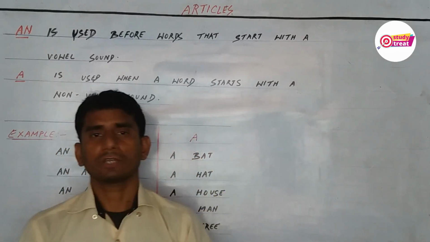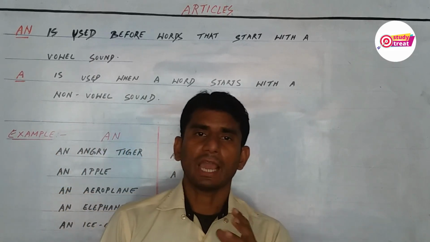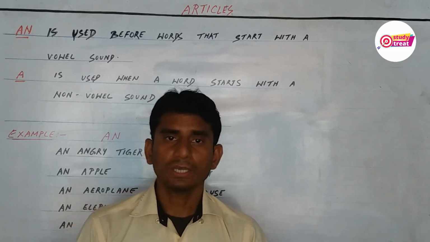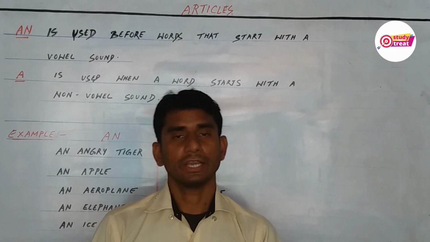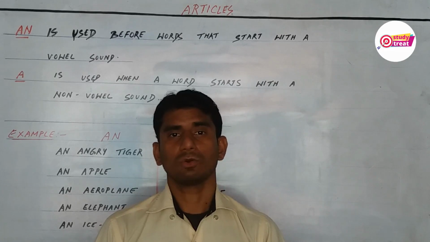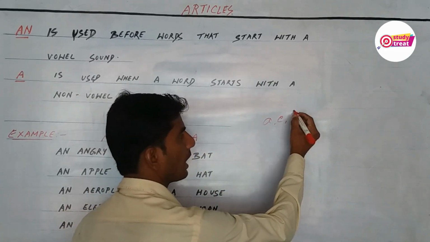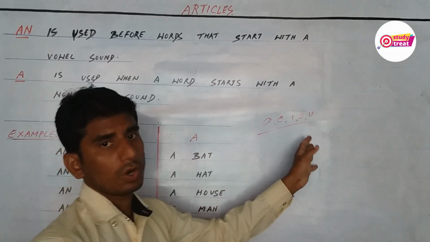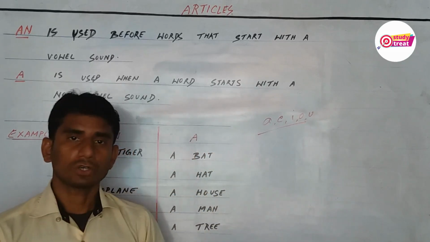First of all, I would like to ask you a few questions. How many alphabets are there in English? There are 26 alphabets, A to Z. The 5 vowels are A, E, I, O, U. These are called vowels and the rest are called consonants.